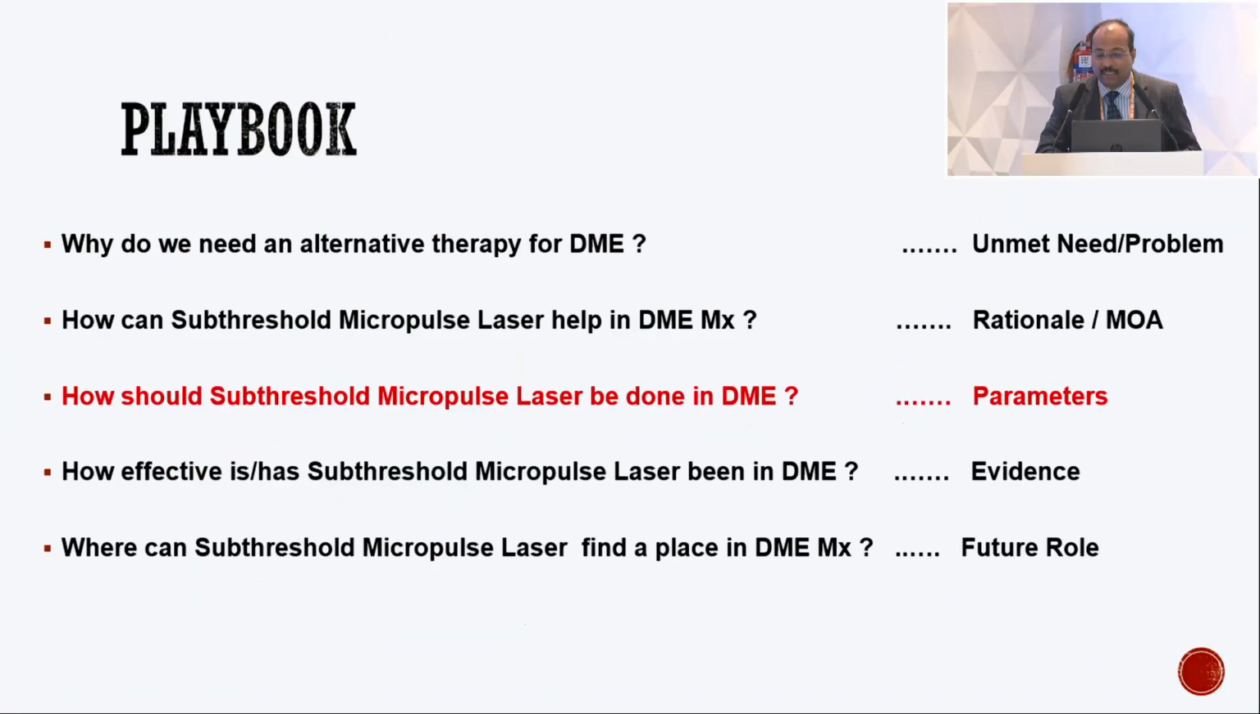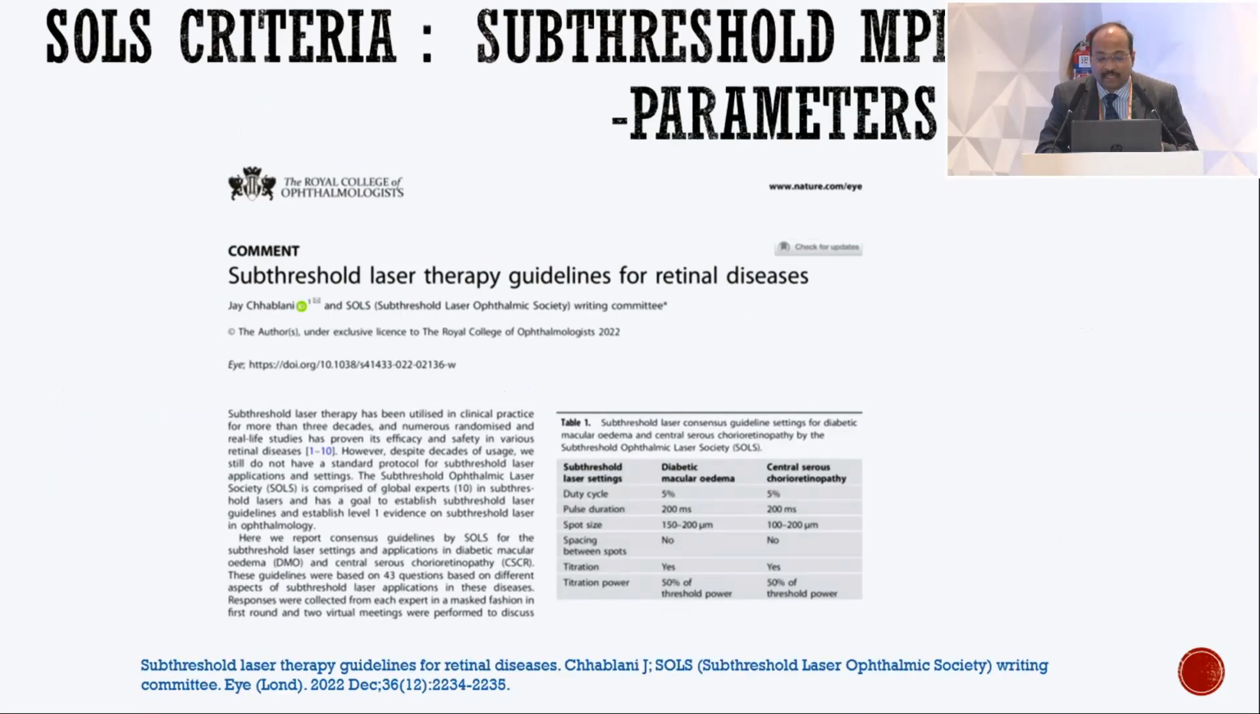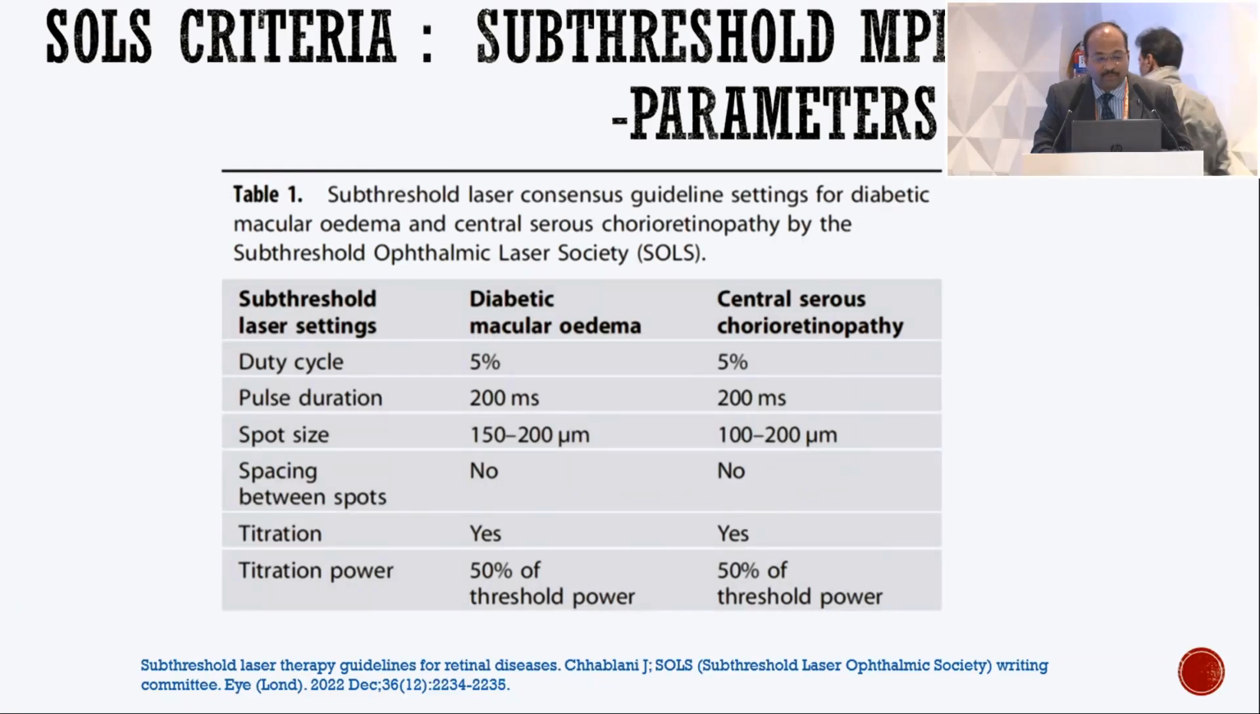So that's basically it. Then how should micropulse laser be done in DME? So these are the guidelines which we had given. Jay had taken the lead, and this was from our group, and we had put this out. So for DME, as he mentioned for CSCR, we suggest it should be 5% with the yellow laser, 577 is what we suggest, 200 milliseconds pulse duration, 150 to 200 microns, no spacing between spots, as we are reiterating again and again. Yes, please go ahead and titrate. It should be 50% of the threshold power.